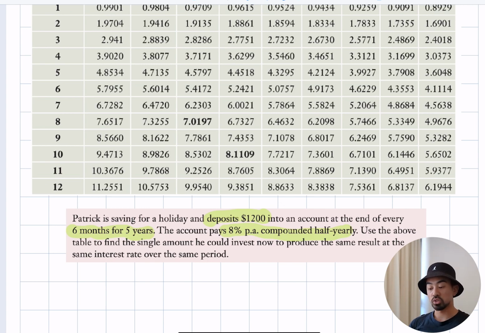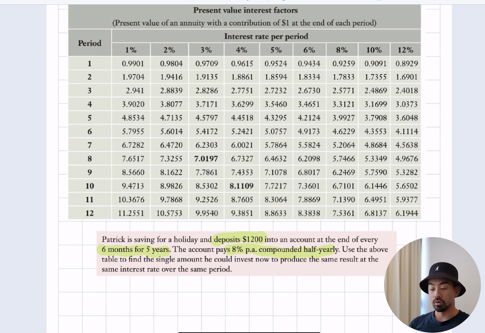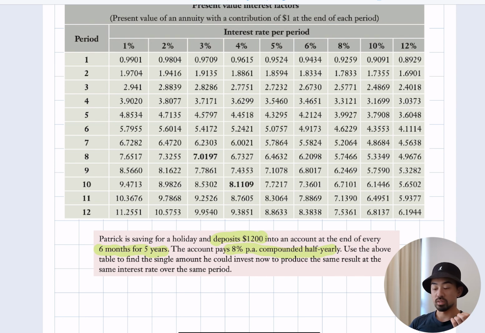So if you've watched the video on what the present value is conceptually, you'll hopefully understand what that means. So what is his money worth now? Or how much does he need to invest now to get his future value? Okay, so if we look at our N periods, we've got 6 months for 5 years. So every 6 months means 5 times 2, so 10 half years.